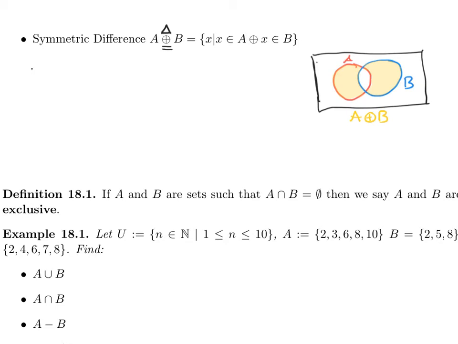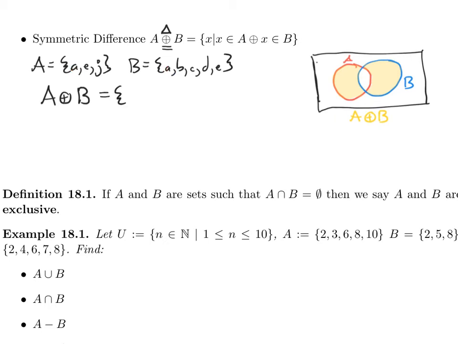And with our same example from before, remember A was A, E, J, and B was A, B, C, D, and E. Then the symmetric difference is everything that's in exactly one of these sets. So we're not going to include A since it's in both. We're not going to include E since it's in both, but we will include J because it's just in A. And I'll just write that first. Remember, sets are not ordered, so it doesn't really matter. So we didn't include A, we didn't include E, but we are going to include B, C, and D since they're in B but not A. They're in exactly one set. So that is the symmetric difference of A and B.